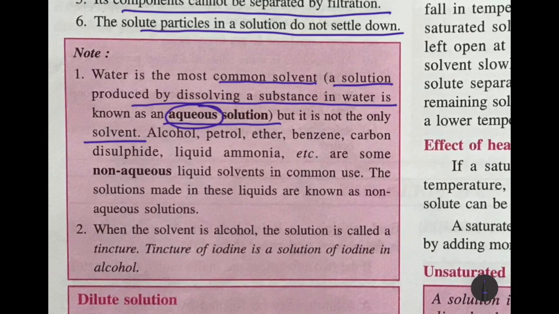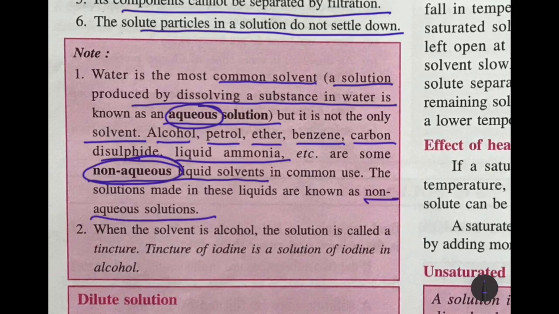You have other solvents like alcohol, petrol, ether, benzene, carbon disulfide, liquid ammonia. These are non-aqueous liquid solvents. Non-aqueous means it is not water. Okay, please remember the names of these non-aqueous liquid solvents. The solutions made in these liquids are known as non-aqueous solutions. So when the solvent is alcohol, when you dissolve something in alcohol, the solution is called a tincture. Tincture of iodine is a solution of iodine in alcohol.